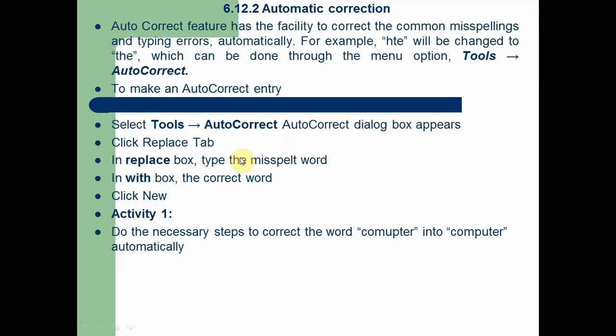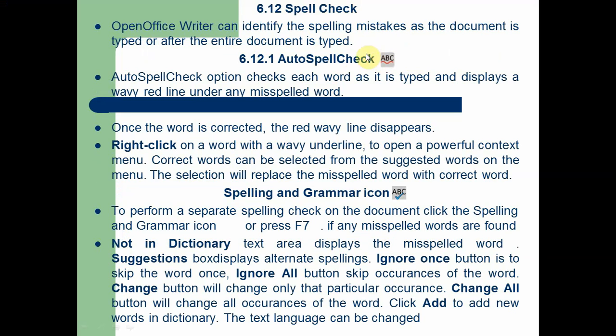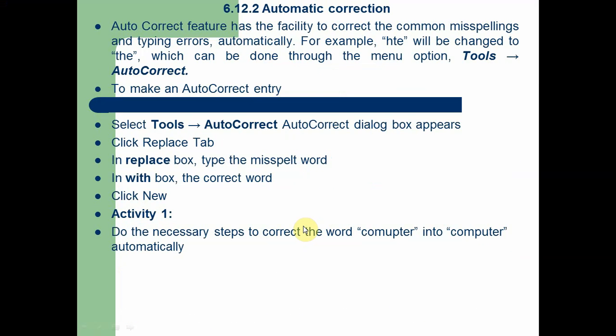So I hope you understand how to correct the spelling mistake in OpenOffice Writer. First method, auto spell check. Second method, spelling and grammar icon. For auto spell check, there is a shortcut. Spelling and grammar icon shortcut is F7. So next one is the autocorrect option.